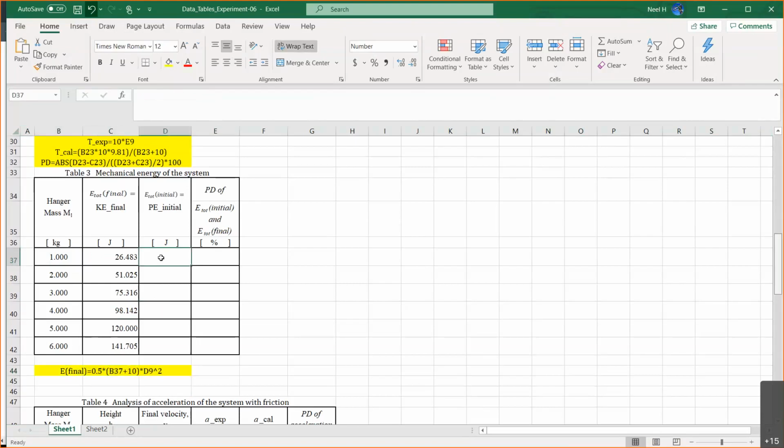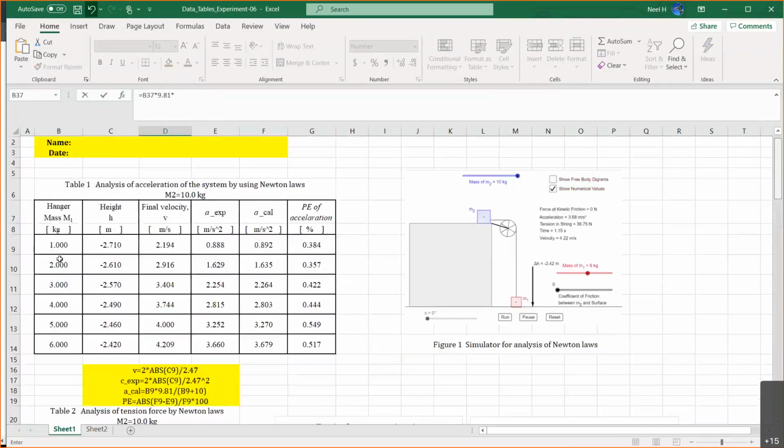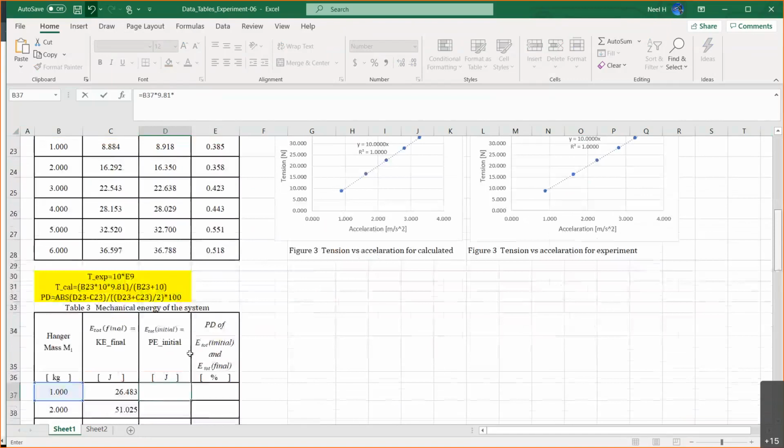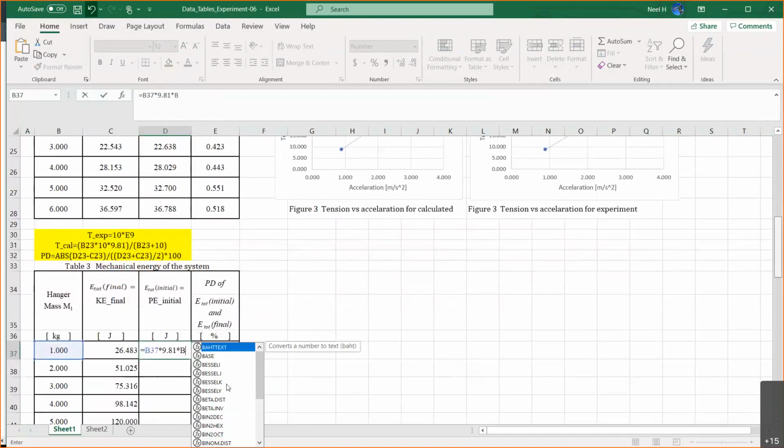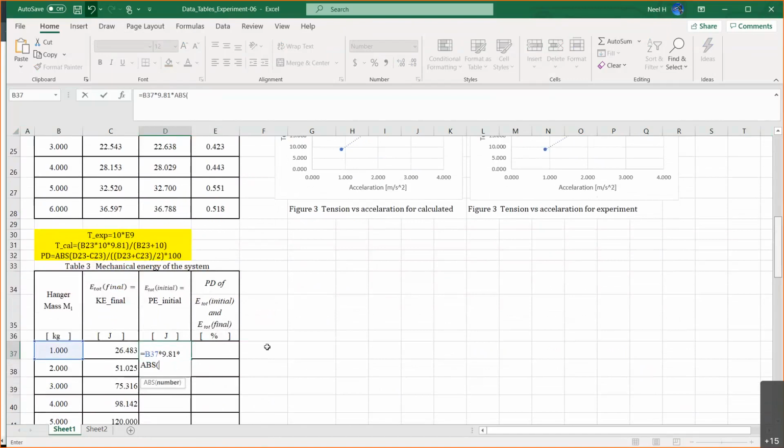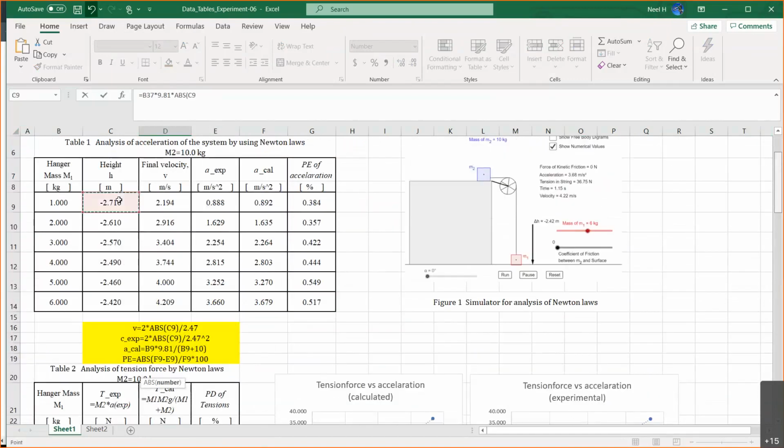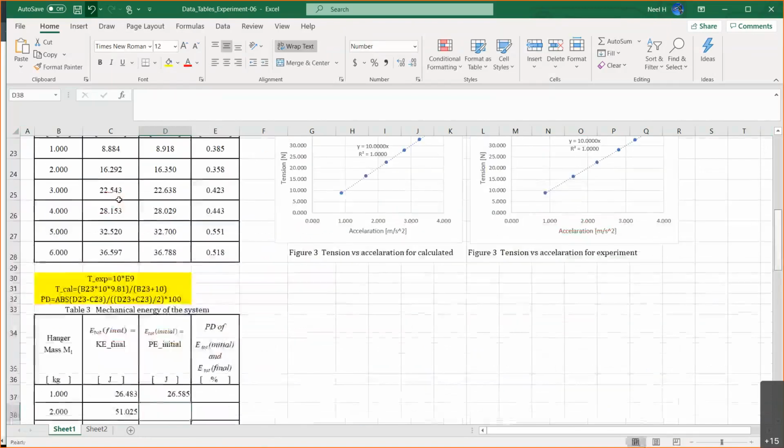And let's do the initial. Initially, we discussed earlier, both objects are at rest. Only one object above the ground has a potential energy, equal sign. M1 is the object above the ground, right? So the M1 is click on the cell B37 multiplied by G is 9.81 multiplied by H. You can see it's measured in the downward direction, but we're interested here only in the number, right? So let's do ABS. We only need the absolute value of this H. H is cell value C9, close brackets, hit enter.